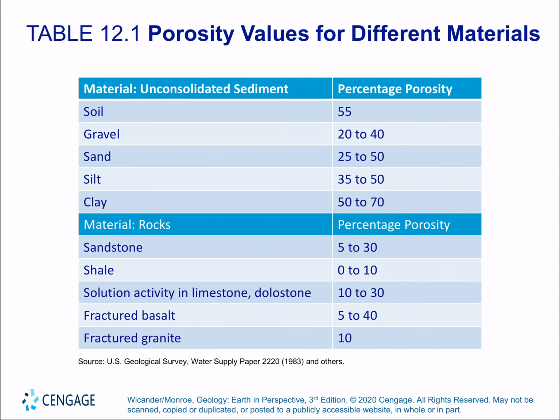So this chart shows you porosity values for different materials. Notice that it's going to depend on whether your material is unconsolidated or whether you're dealing with rock. Soil, for instance, has about 55% porosity. Clay has about 50 to 70% porosity. Whereas if you look at a shale, the porosity is very low because a shale doesn't really have many pores in that type of rock.